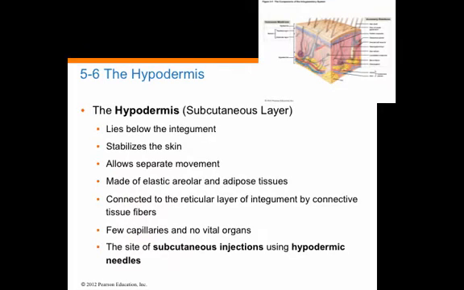Deep to the dermis is the hypodermis or the subcutaneous layer. This layer is not a layer of the integument, but is very much involved in stabilizing the skin. The hypodermis is made of connective tissue proper, and more specifically of areolar and adipose tissue. These tissues are connected to the reticular layer of the integument by connective tissue fibers. The hypodermis allows a separate movement between the skin and other underlying tissues. There are few capillaries in the hypodermis, and no vital organs either. The hypodermis is the site of subcutaneous injections using hypodermic needles.